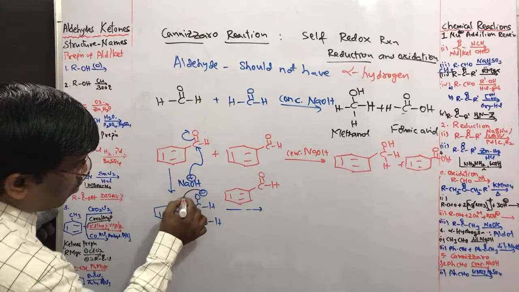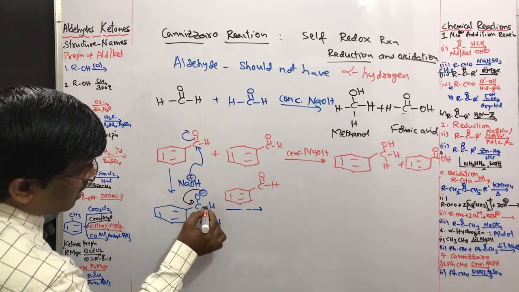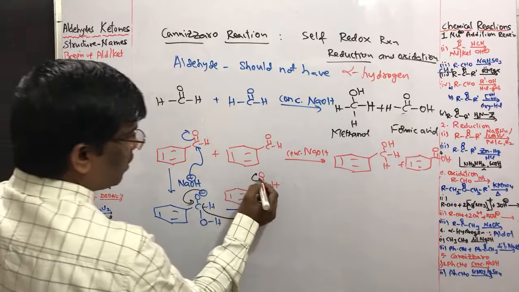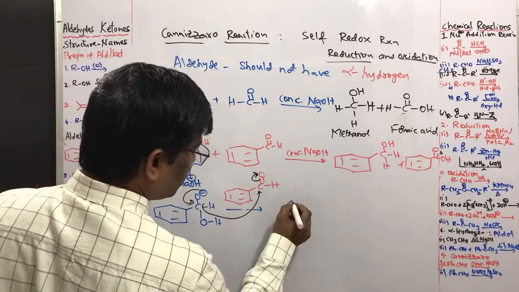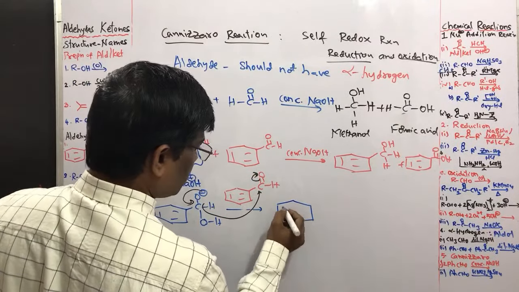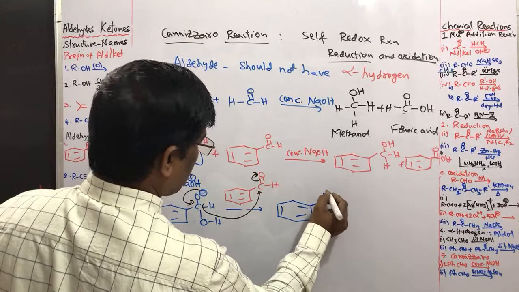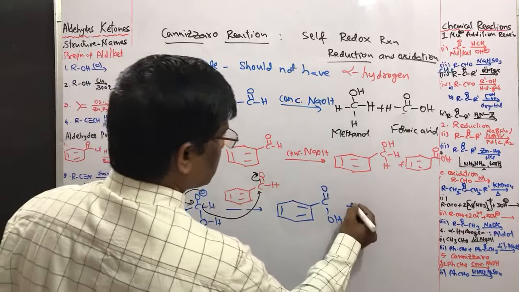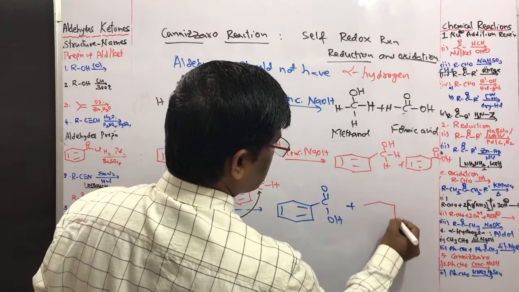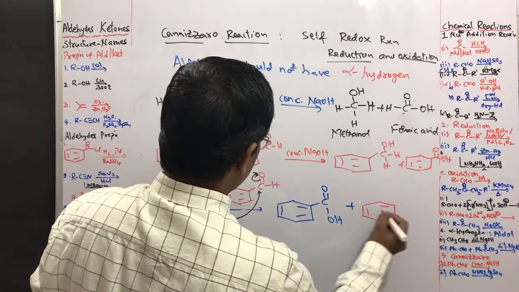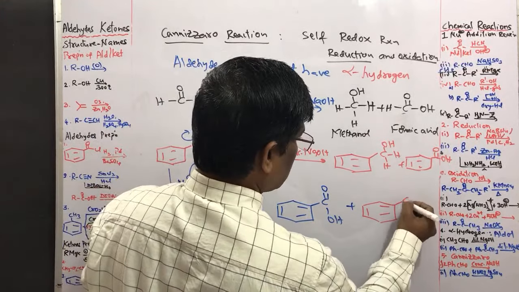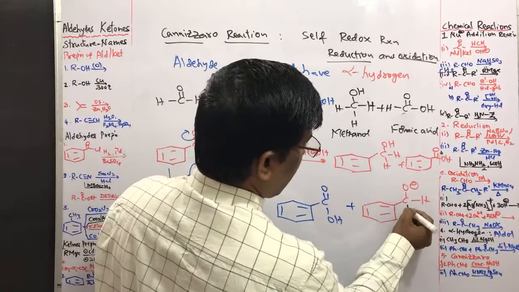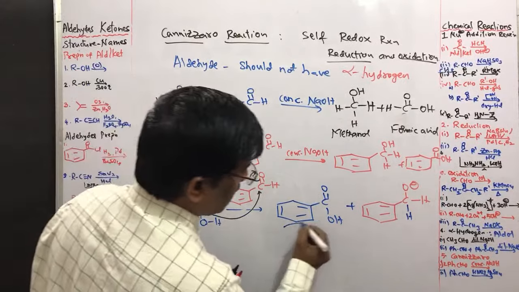Where this O minus comes back, and this hydrogen along with the bond pair is going to add to another carbonyl compound to give an acid, which is already formed here, plus this O minus, and one hydrogen is already there and this hydrogen is added to here. Now it is in a reaction mixture.